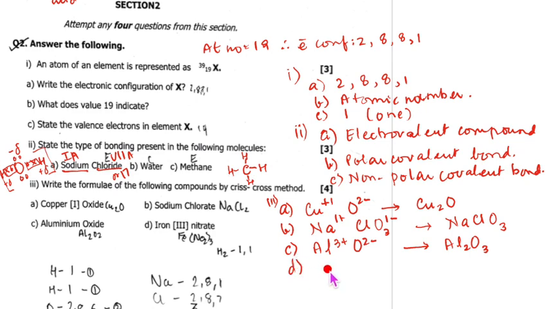We come to the last one, which is D, it is iron 3 nitrate. So iron 3 means Fe3+ and nitrate is NO3 1-. So crisscross will give us Fe with 1 and it will have NO3, it will be thrice. Okay, so these are our answers for question number 2.